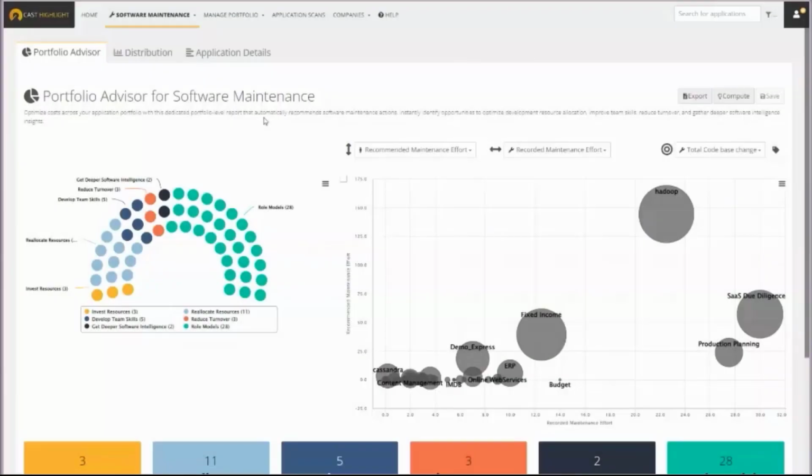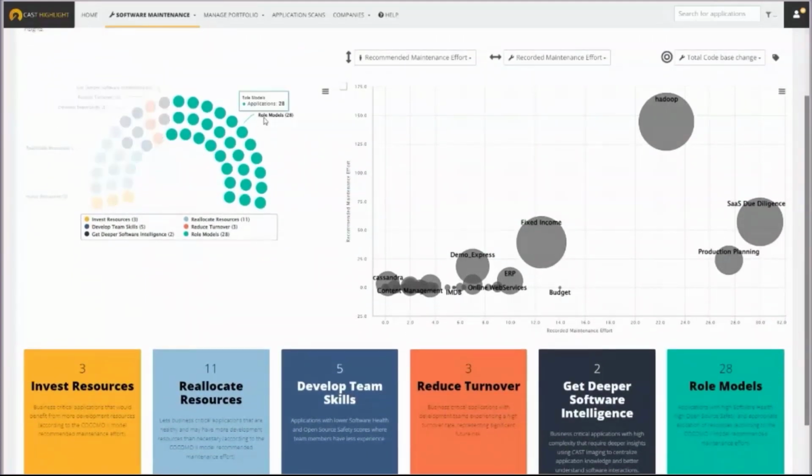The portfolio advisor for software maintenance. This is a portfolio level view across all the applications. What this is doing is looking across all of the applications in a portfolio. In this example, I think there were 227 applications, and it's automatically identifying some recommended priority actions to optimize software maintenance resources across these applications.